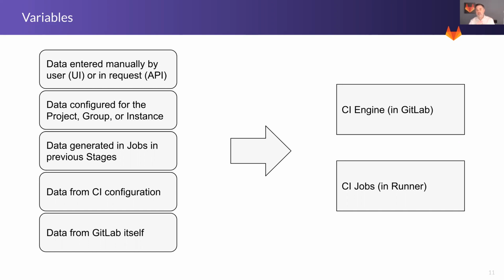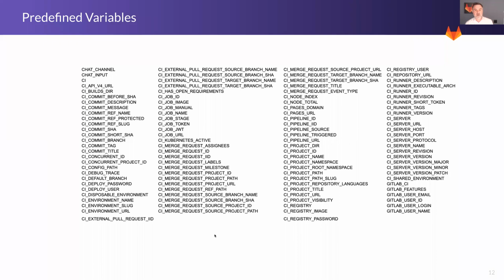One place they're used is in the CI engine inside of GitLab, and the other place they're used is in the jobs themselves in the runners, where they appear as environment variables. This alone can be kind of confusing because there are so many variables and they come from so many different places. Now, some of those variables are what we call predefined variables. These are defined by GitLab and are populated by GitLab. You shouldn't write to these, but you can read from them.